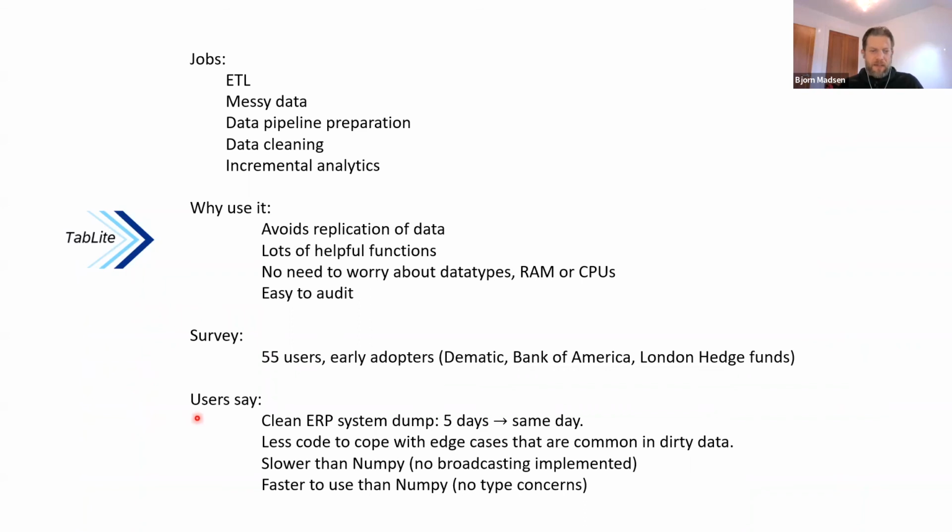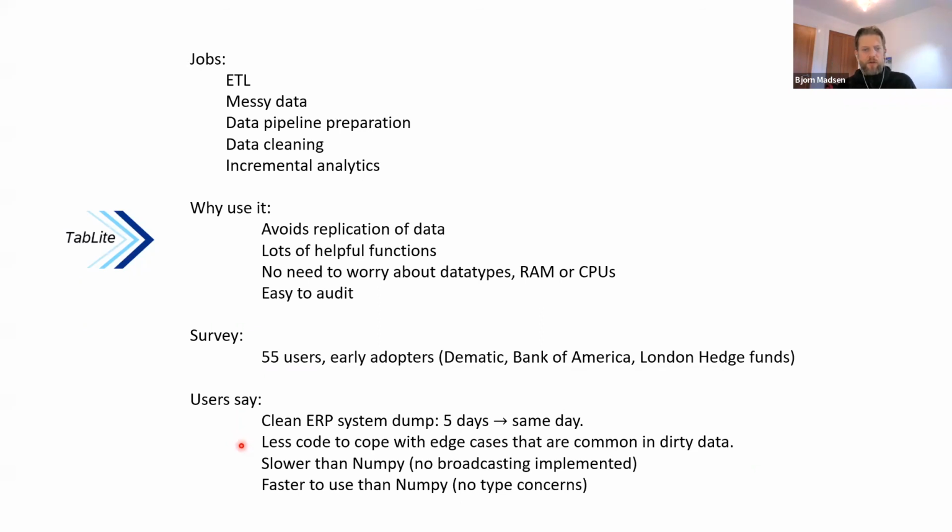Some of the feedback that users gave me that I was allowed to share: if they get an ERP system dump, normally it could take like 5 days, a little more than a week to clean that up, depending on how messy it is and how many migrations the data provider had been through. But right now with Tablite, you can do it the same day. You don't need to do reruns of your data as you get deeper and deeper in the stack. You just do one step and then the rest sits on disk, and then you work incrementally with the next one. And if something went wrong, you go a couple of steps back, you update and just cascade it forward. Nice and easy.